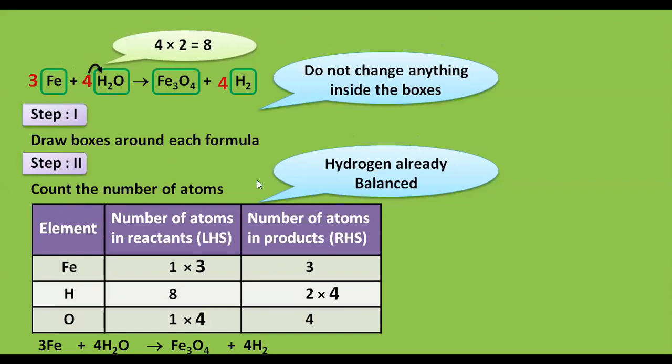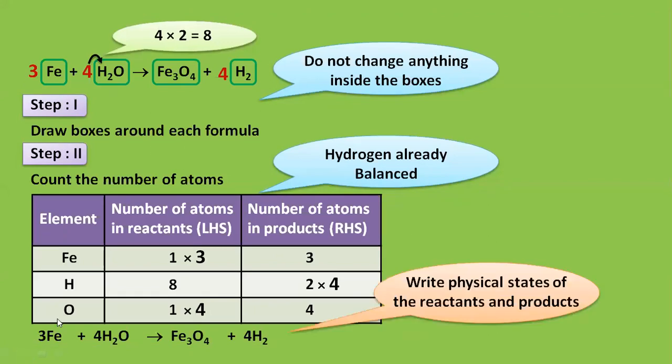Let's see. How many Fe do I have on the left hand side? It is 3. How many Fe on the right hand side? Again 3. H on the left hand side we have 8. H on the right hand side also we have 8. Is there a question coming to my mind? Why did I get 8 and why not 6? Because I told you we are going to multiply the number. It should not be addition. It is multiplication. So 4 multiplied by 2 is 8.